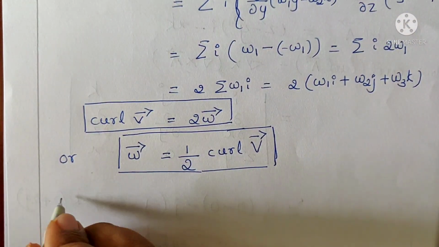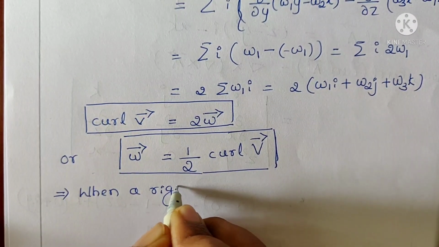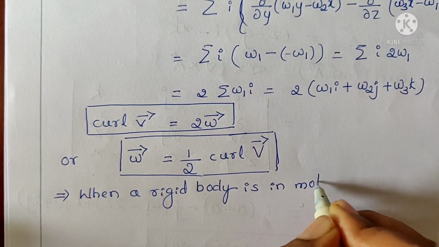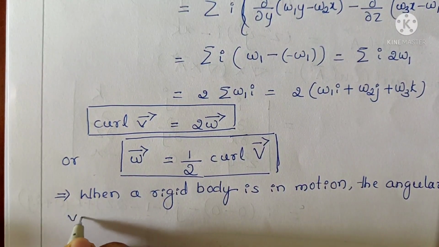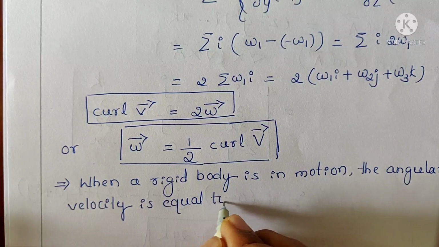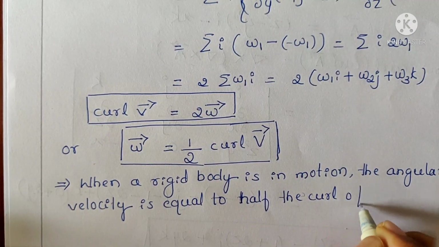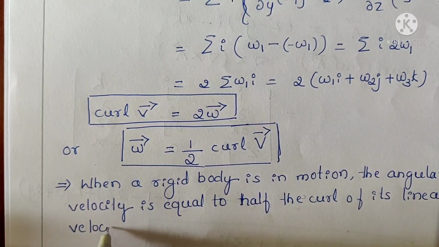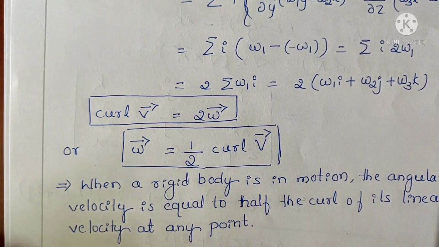If you want to know, just write it. This implies when a rigid body is in motion, the angular velocity is equal to half the curl of its linear velocity at any point. This is the meaning of this example.